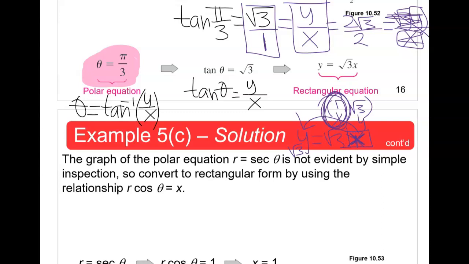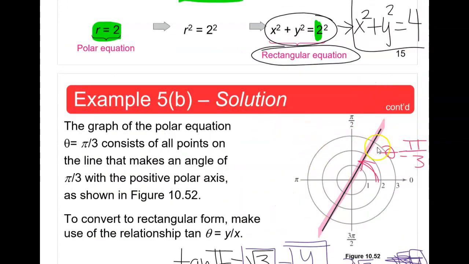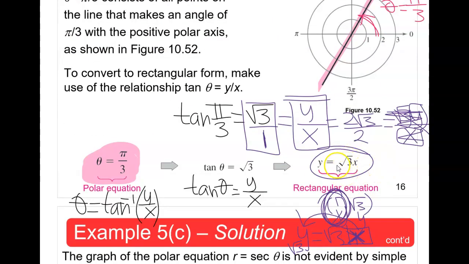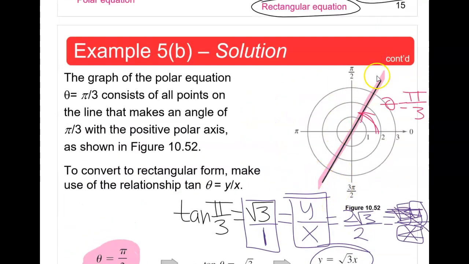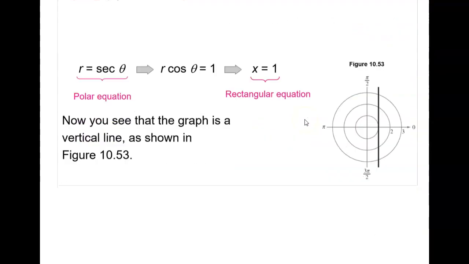And so the equation will be the line, and you could also recognize the shape of it is a line. And that will be the square root of 3 for the slope, and then x, because it is in rectangular form. In this case, it is a slanted line, so we do need both variables, x and y.